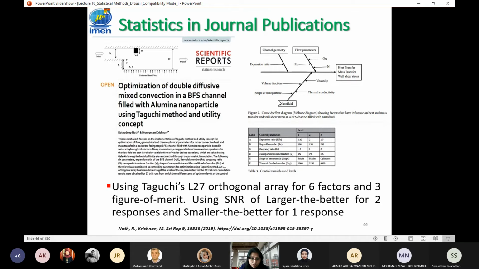They did not take all. In terms of the channel geometry, they looked at the expansion ratio and labeled it as factor A. In terms of the flow parameters, they took all 3. The Reynolds number is factor B, N is the buoyancy ratio, and the thermal Grashof number is factor F. In terms of the nanofluid, they looked at the nanoparticle volume fraction and the shape of the nanoparticle.